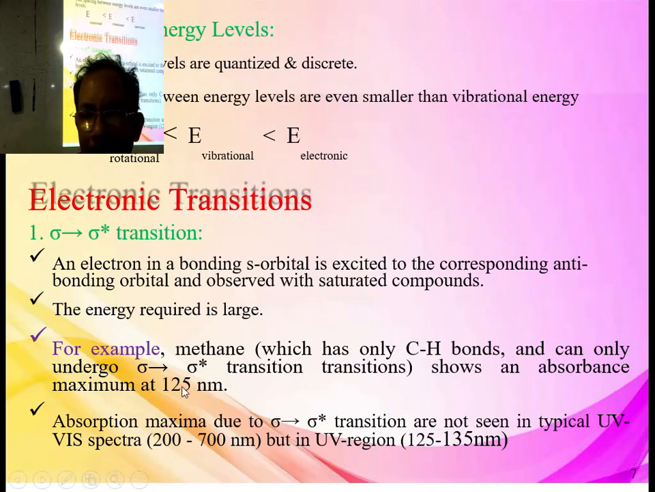And what is the ultraviolet range? Ultraviolet range is usually 200 to 400 nm. Above 400, longer wavelength compared to 400, that is visible. 400 to 800 is visible, but sometimes we can go beyond that also. If your machine permits, you can go up to 1100 instead of 800.